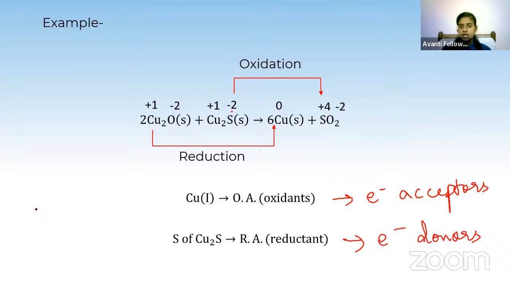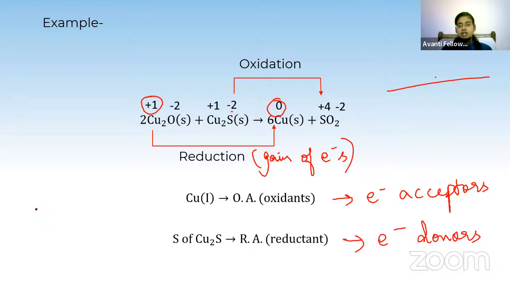And what is this copper doing? It is moving from +1 to 0, undergoing reduction. Reduction means gain of electron. So from where does it gain the electron? From the sulfur. Okay. If something is gaining the electron, it is called a reducing agent. Sorry, oxidizing agent. So it is gaining the electron, accepting the electron, right? Copper is accepting the electron. So it is an oxidizing agent. Clear?